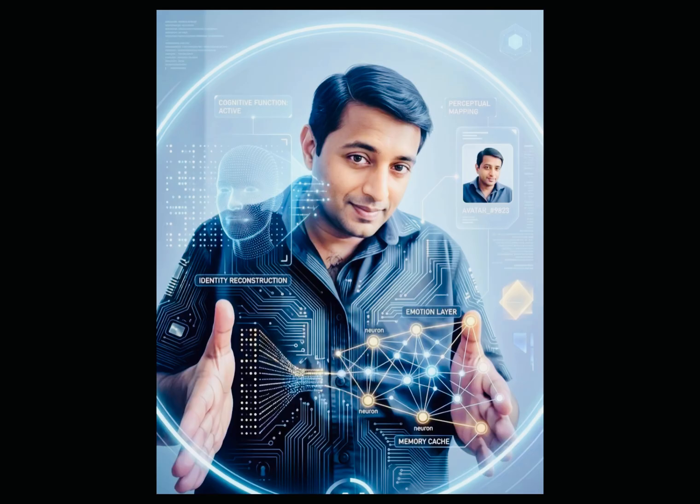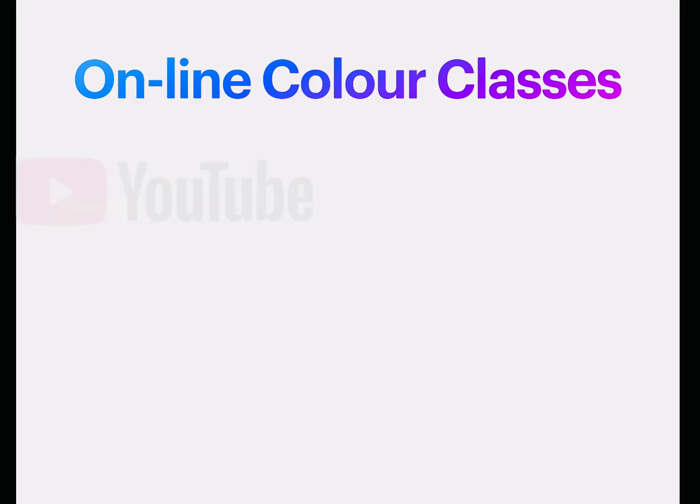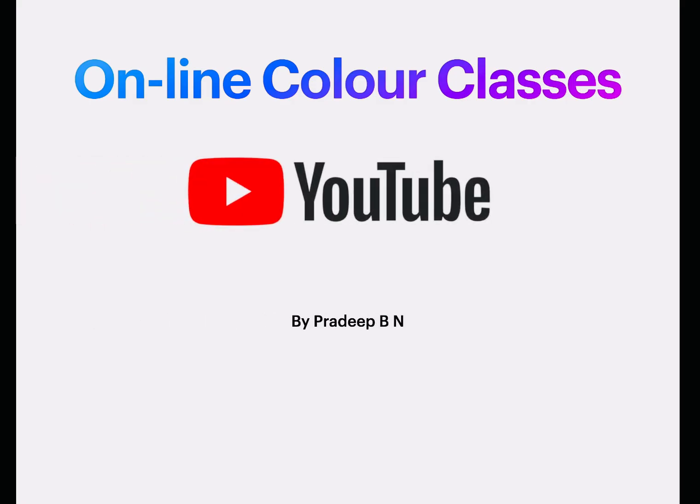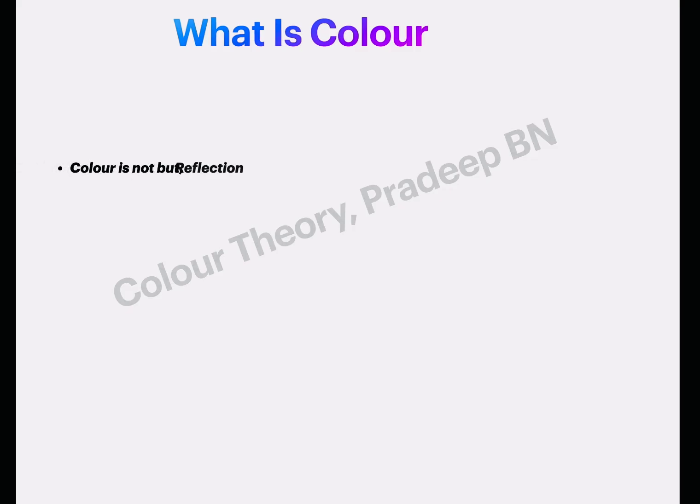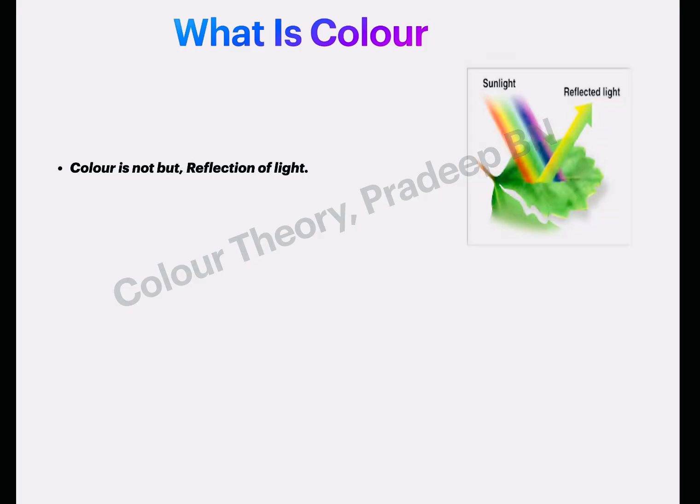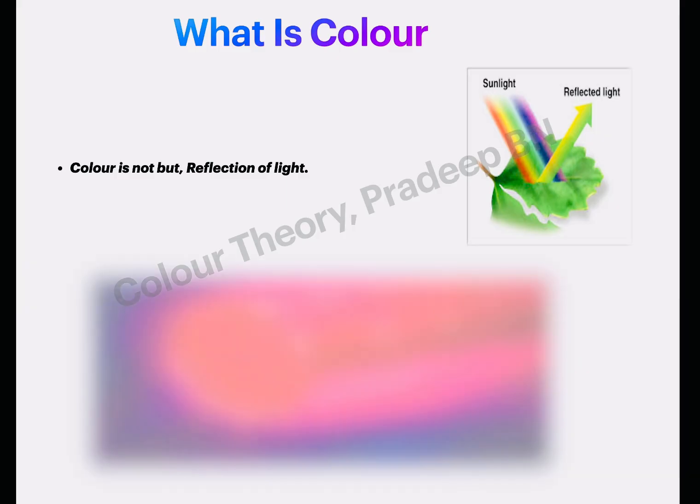Okay guys, we will start the color theory. Now let's try to understand what is color. Color is nothing but reflection of light. For example, you can see the sunlight is falling on the leaf. So the leaf has yellow color and green color. So only the yellow color light and the green color light will get reflected into your eyes.